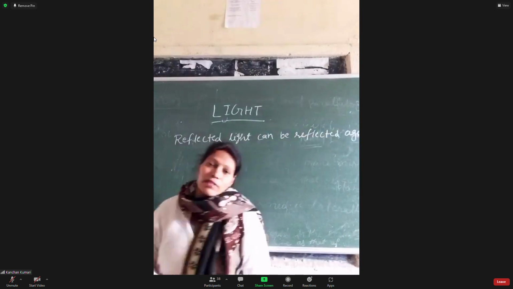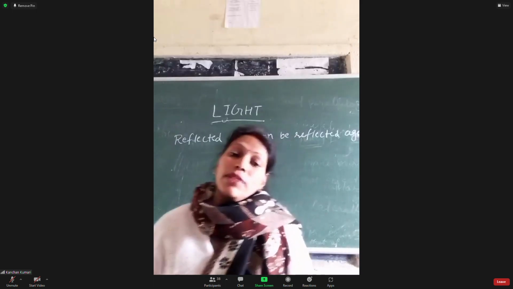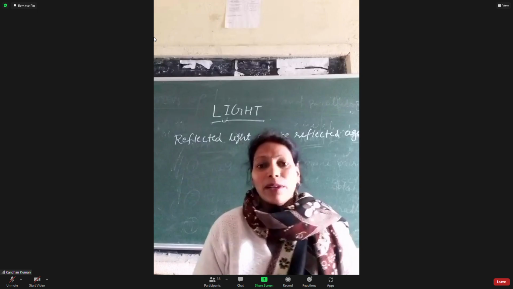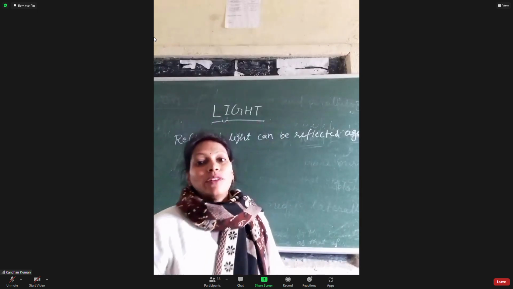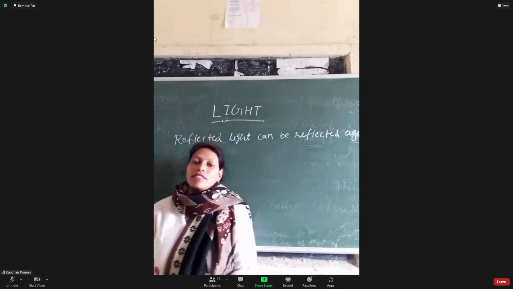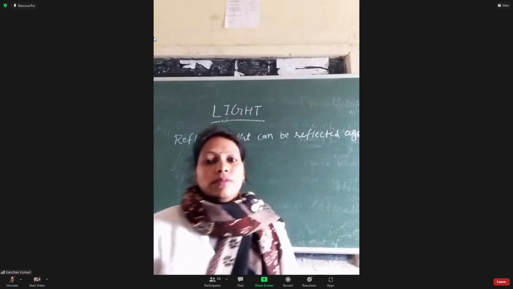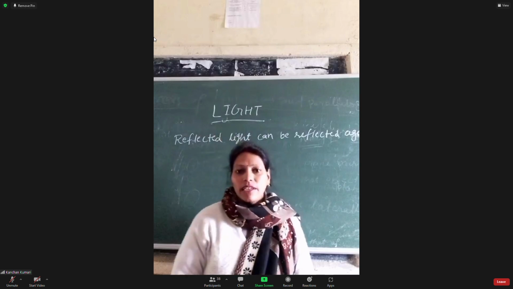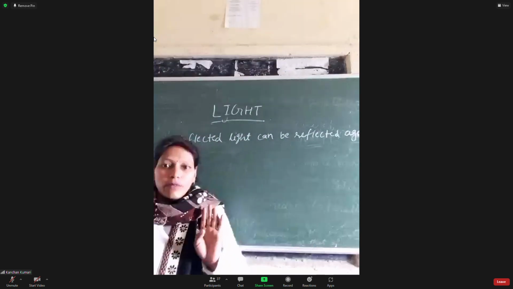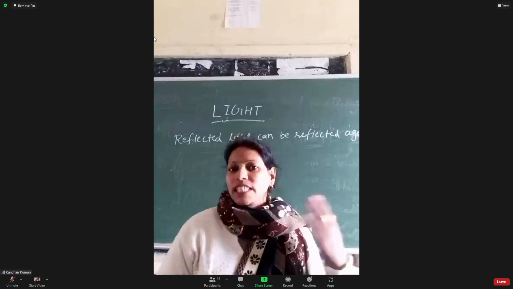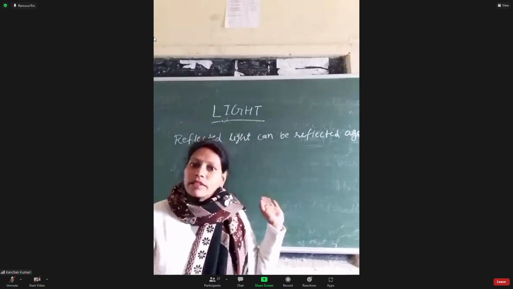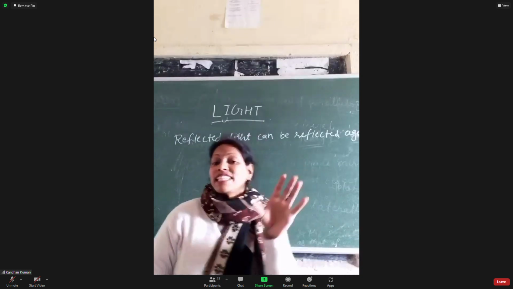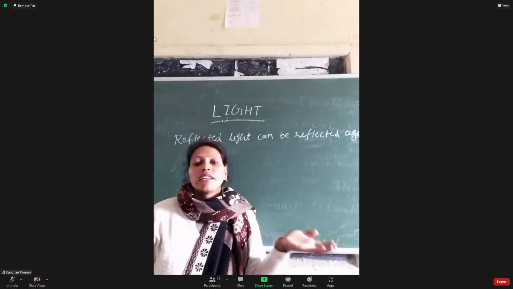Reflected light can be reflected again. We see this in our daily life when we go to salons. After our haircut, the barber takes a plane mirror and keeps it at the back side of our hair. Then we see the image of our back side on the front screen. That is, the reflected ray can be reflected again.